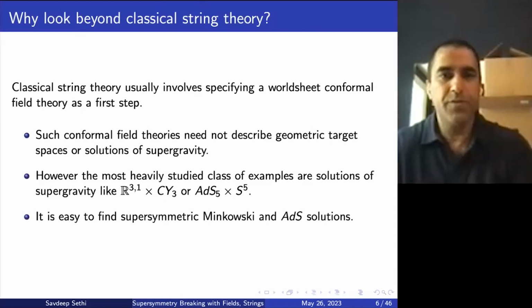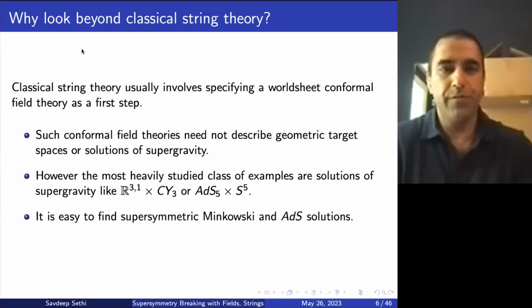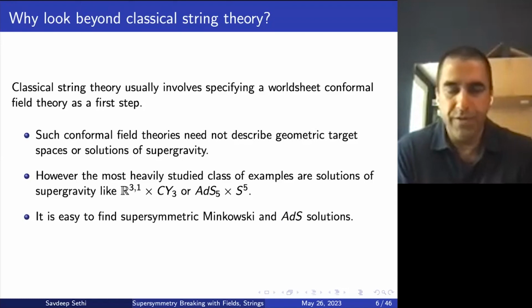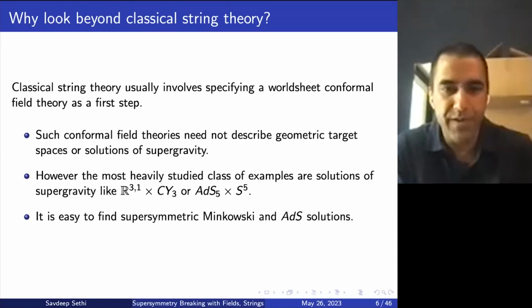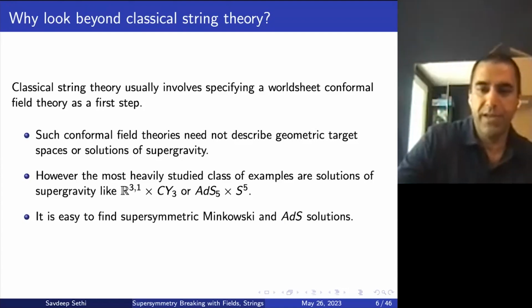So classical string theory usually involves specifying a worldsheet conformal field theory as a first step. And such conformal field theories need not describe any geometry in the target space or even solutions of supergravity. We could have more general backgrounds described by Landau-Ginzburg theories and so on. However, we largely focus on examples that are solutions of supergravity, like R4 cross a Calabi-Yau or AdS5 cross S5. And in that context, it's easy to find supersymmetric Minkowski and AdS solutions.